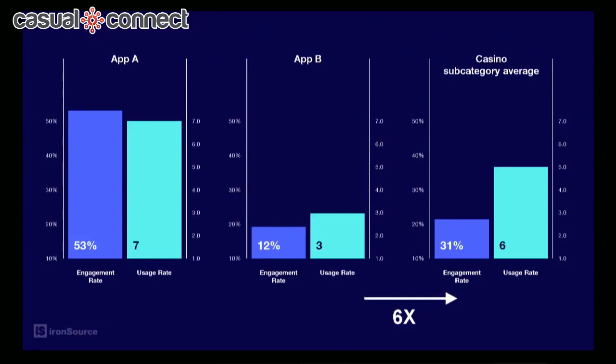Again, this is just an example, right? We see that on app A, there's an engagement rate of 53% and usage rate of 7. So this publisher, I can tell you right now, is doing a very good job. Whatever he's doing in terms of the flow, the reward makes a lot of sense for users, and the majority of his users are actually choosing to watch videos. While on app B, it's 12 and 3.